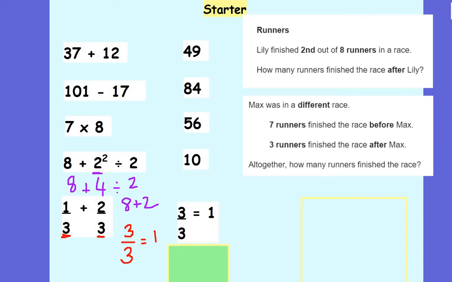Let's look at my extension question. I said Lily finished second out of 8 runners in a race. How many runners finished after Lily? So if she came second, that meant one person came before her, then she came, and then there were 6 more after her. Max was in a different race. 7 runners finished before Max, 3 finished afterwards, so overall there were 11 runners in that race altogether.